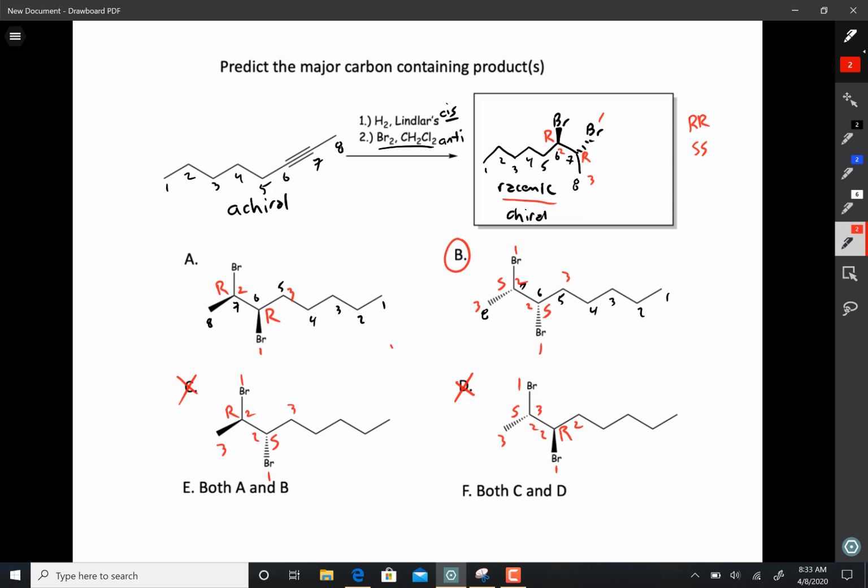So RR, SS, that's a possibility. We're looking at A and B. So E is the correct answer.